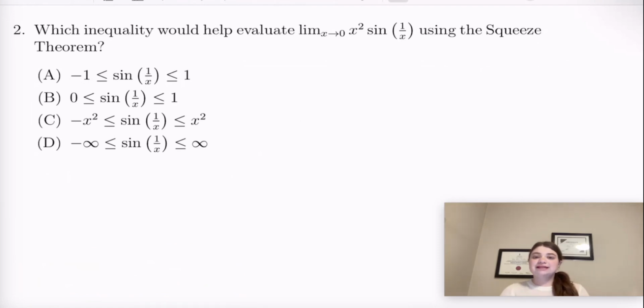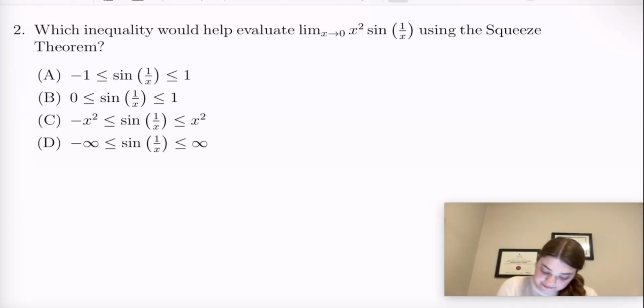All right, so here's the second multiple choice question. It asks, which inequality would help evaluate the limit as x approaches 0 of x squared times sine 1 over x using the squeeze theorem? All right, so the inequality that we choose must have two properties. Number one, it's got to be correct. And number two, it's also got to actually help us to use the squeeze theorem. So first, I'm going to go through these and we're going to eliminate anything that is false or potentially false.